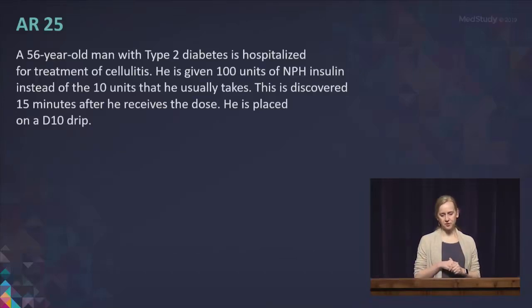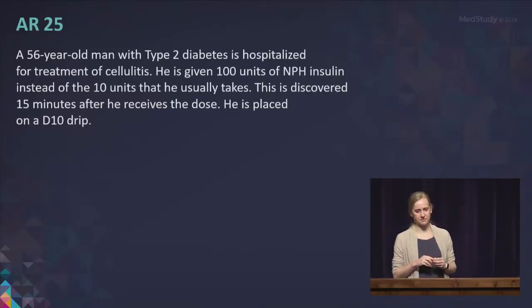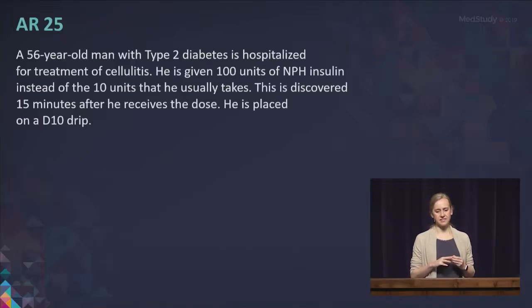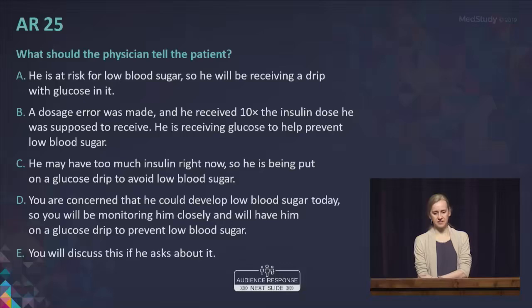All right, a 56-year-old man with type 2 diabetes is hospitalized for treatment of cellulitis. He is given 100 units of NPH insulin instead of the 10 units that he usually takes. This is discovered 10 minutes after he receives the dose. He is placed on a D10 drip. What should the physician tell the patient?